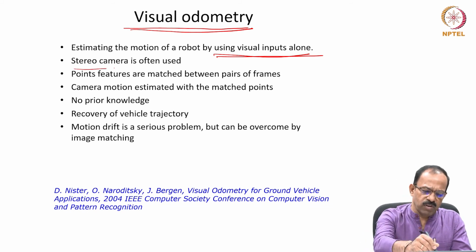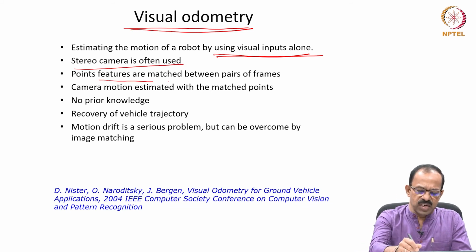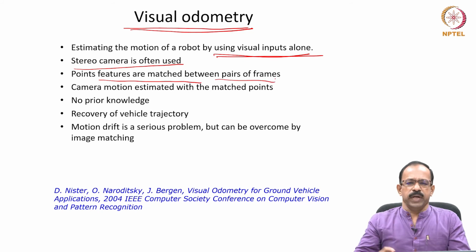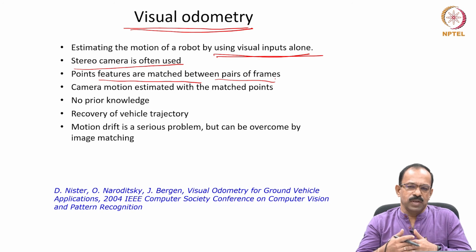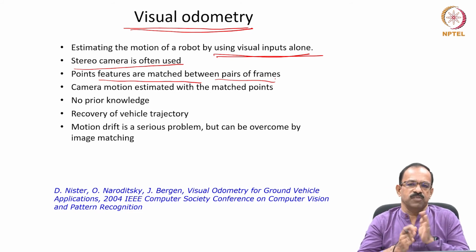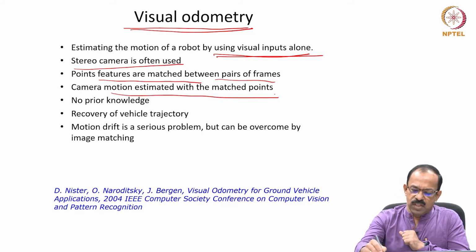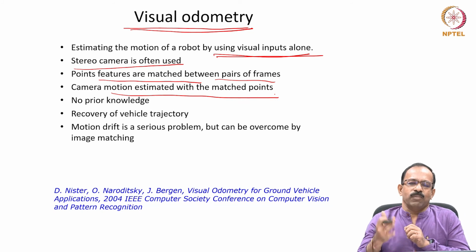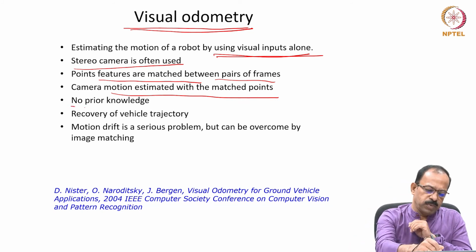Many times a stereo camera will be used, and what we do is match the features between pairs of frames. So, adjacent frames will be compared, and then we see how much change is happening, and based on the changes we try to see what is the change in the robot position. That is basically the principle here. Then camera motion is estimated with the matched points, and that camera motion is considered to be the motion of the robot. Okay, no prior knowledge is needed.